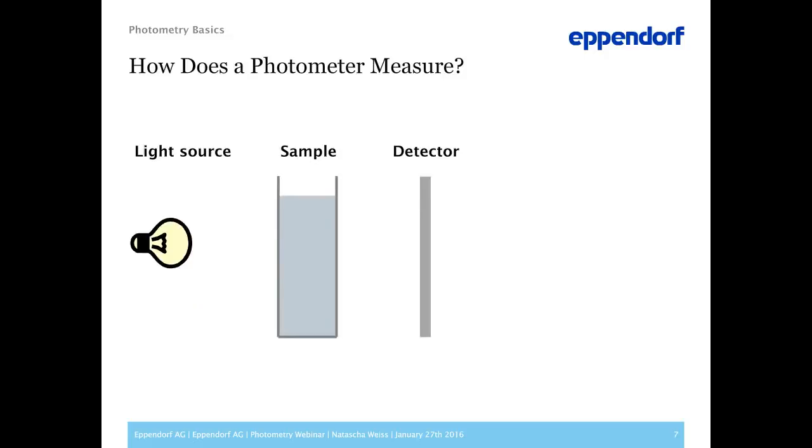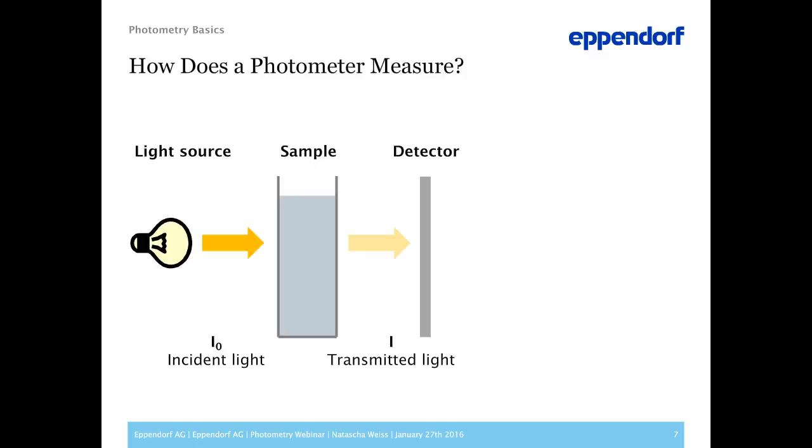Most important parts of a photometer are a light source, a place for positioning the sample to be studied, and a detector for determining the light intensity which is transmitted by the sample. An additional element, which is not included on this slide, is a part able to split white light into monochromatic light.